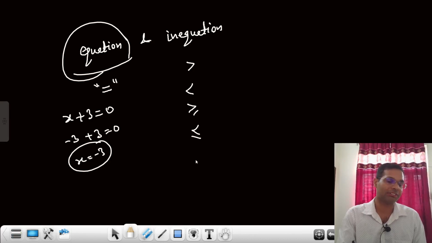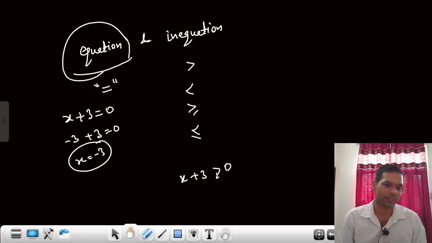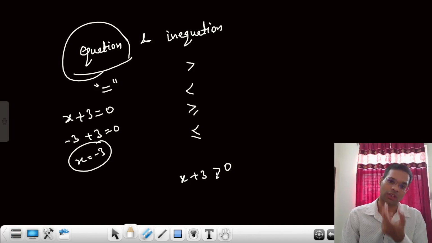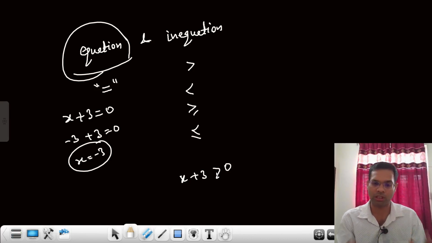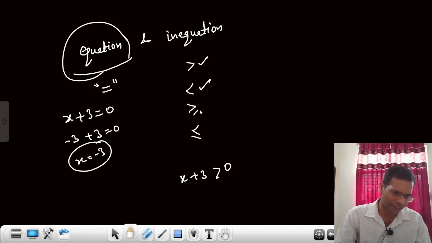But if I use inequalities, like x plus 3 greater than 0, this means I'm looking for that value of x which, when put in this expression, always gives an answer greater than 0, not even equal to 0. Can it come 0.1? Yes. Can it come 1? Yes. Can it come 3000? Yes. So we can have a number of values. This is greater than, this is less than, and what is greater than equal to?